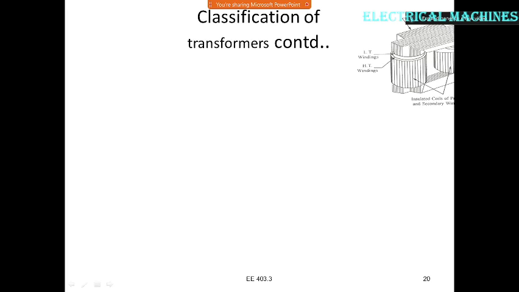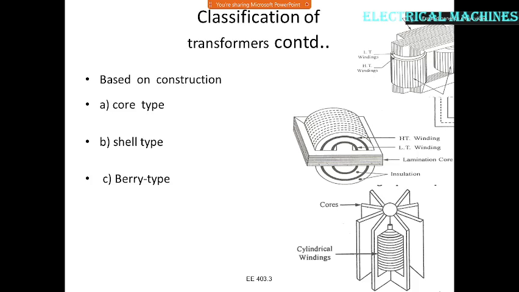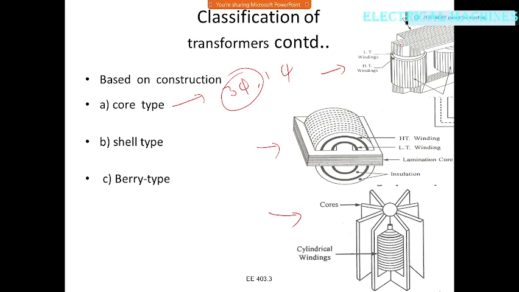Another classification is based upon the construction: core type, shell type and berry type. Here these are the types we can see: this is the shell type transformer, core type transformer and berry type. In core type transformers we mainly use three phase construction and single phase construction. All core type transformers are mainly three phase.